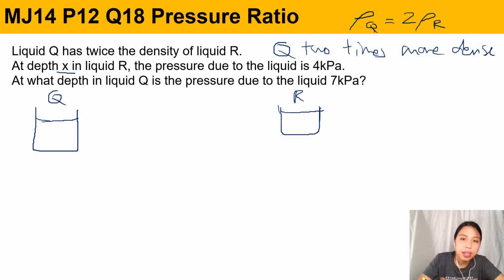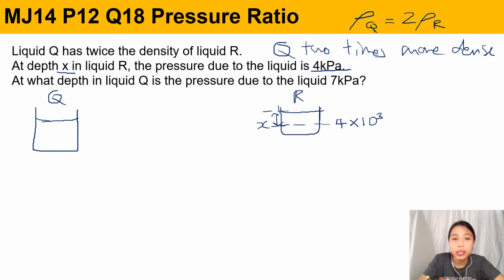Okay, info they give to us. Depth X in R, pressure is 4 kilopascal. So maybe I say X is somewhere here from the top. Okay, this is X. At that depth, the pressure is 4 kilopascal. So 4 times 10 to the 3 Pascal. To save space, I just won't write Pascal. You know it's Pascal.